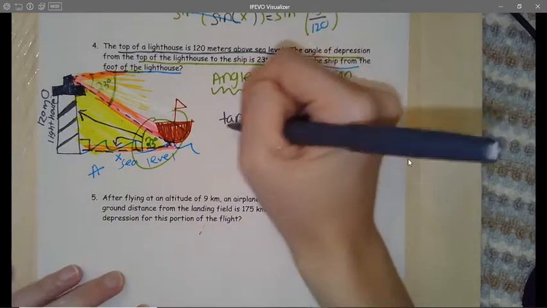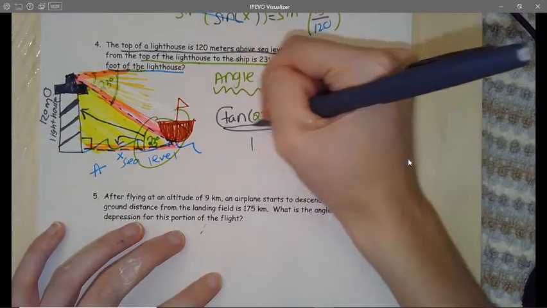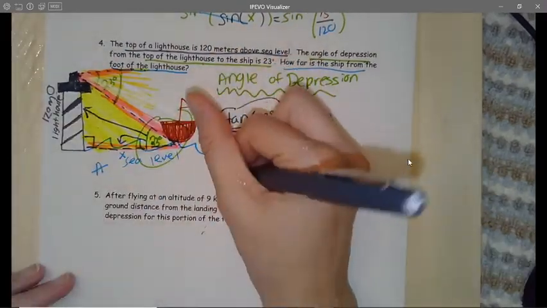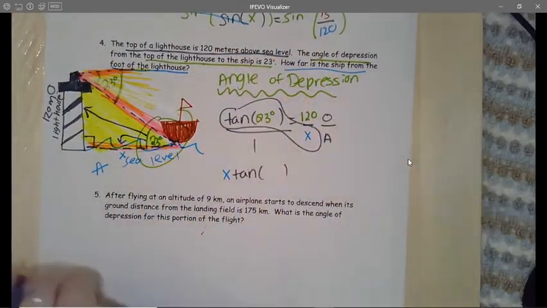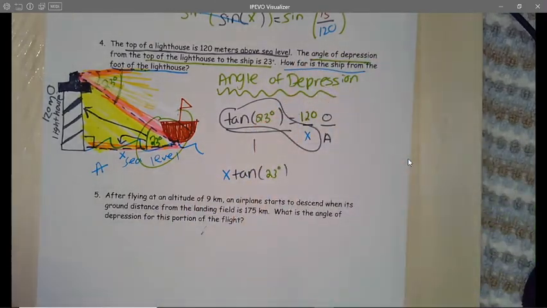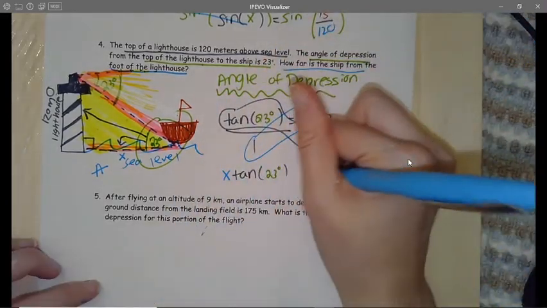Since I'm solving for a side of a right triangle, this is when we're going to cross multiply. Let's start this way: x times tangent 23 is x tangent 23. And now let's go the other way: 1 times 120 equals 120.